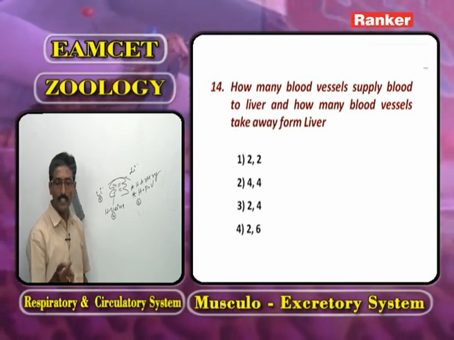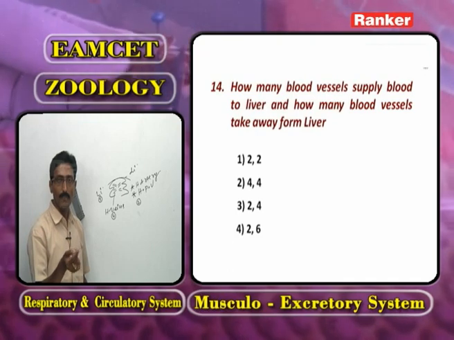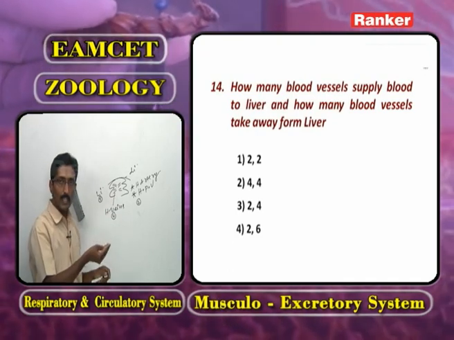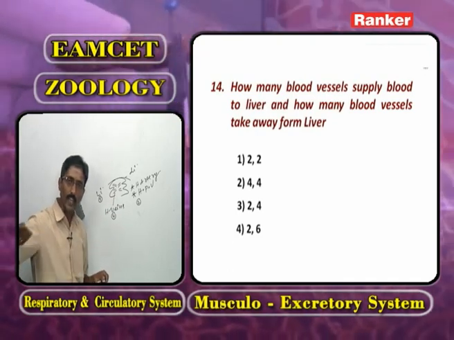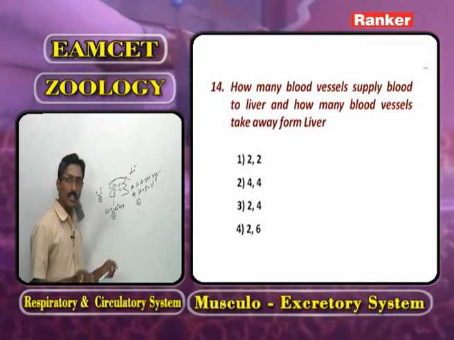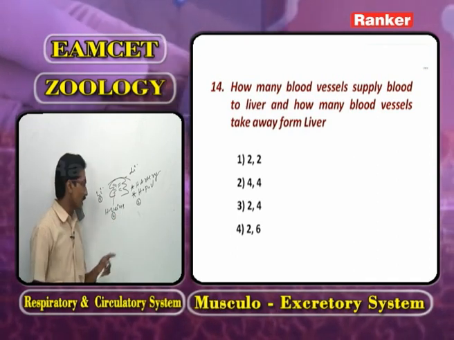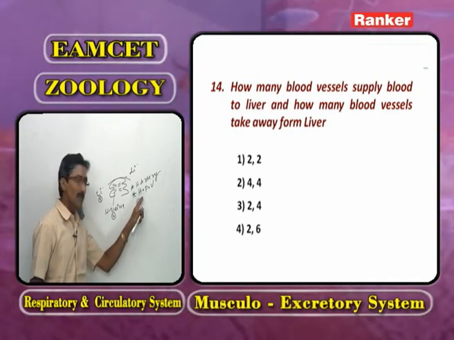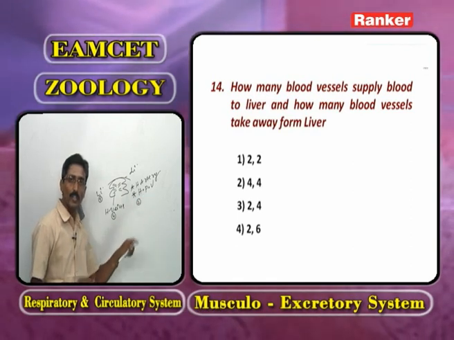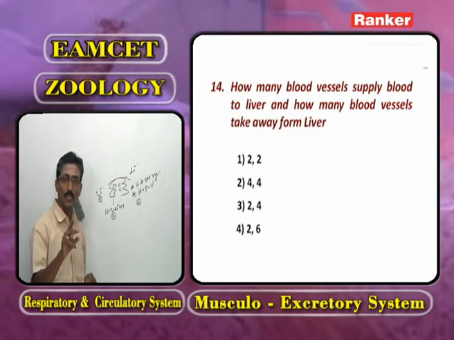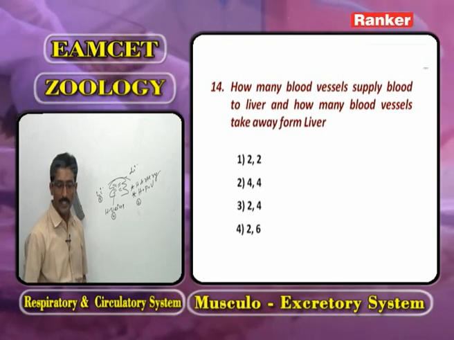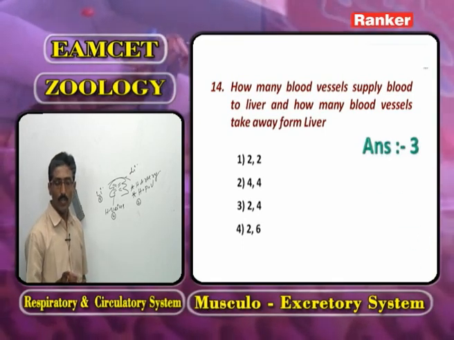Now, as we observe the question, how many blood vessels supply blood to the liver and how many blood vessels take away? That means from the liver, the blood is taken away by how many blood vessels? 4. So the number of hepatic veins is 4, and the number of arteries supplying blood to the liver is 2. So 2 plus 4 is 6. Now the answer is the third one, 2 and 4.